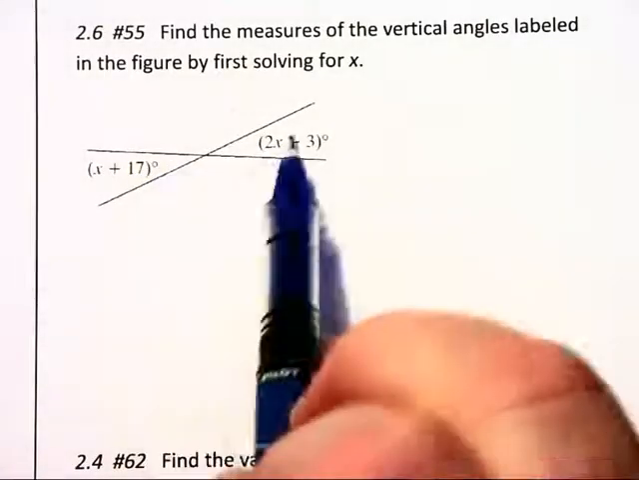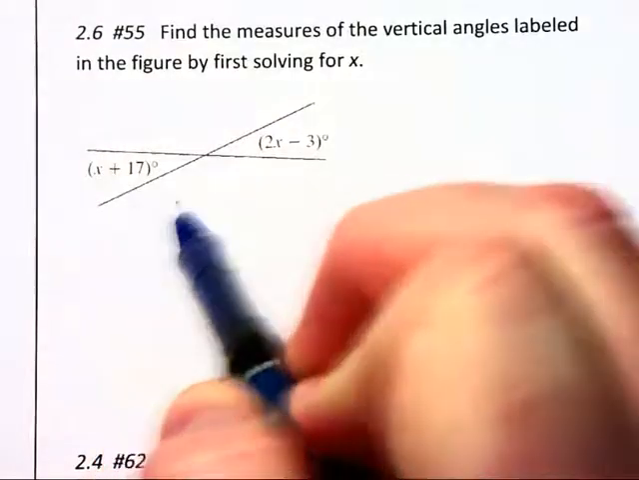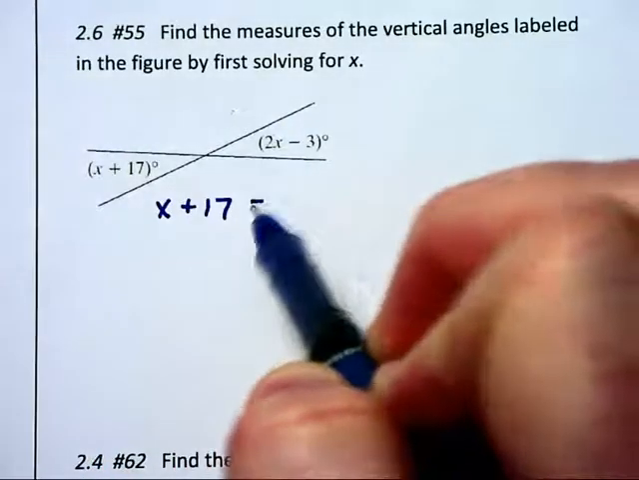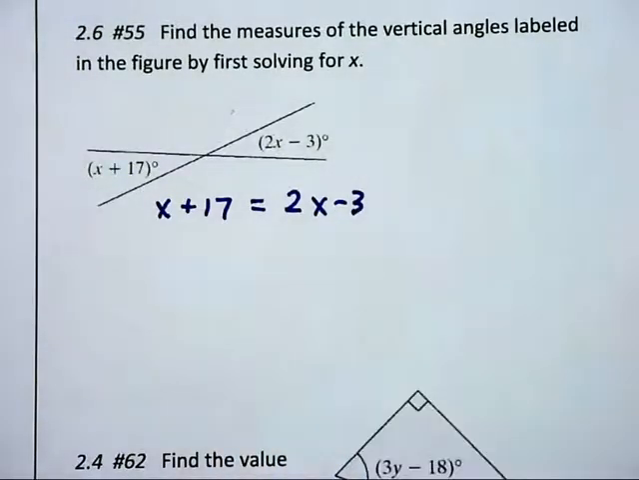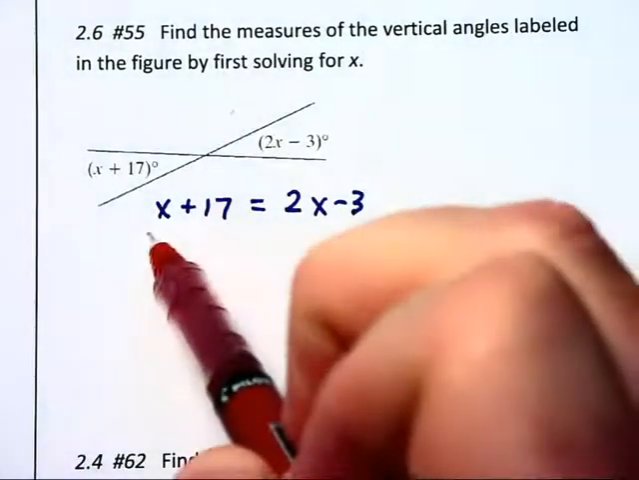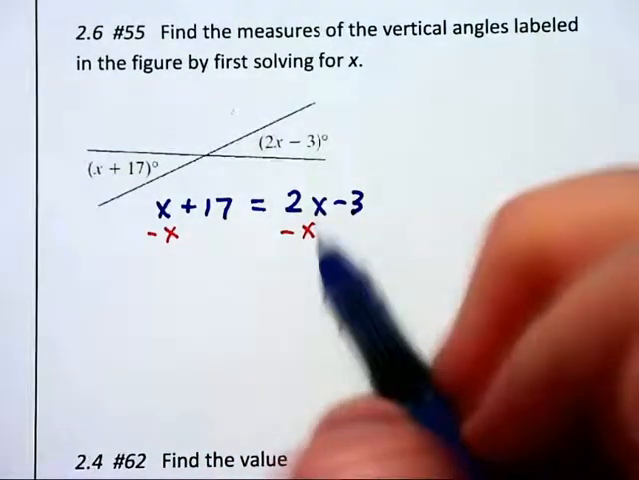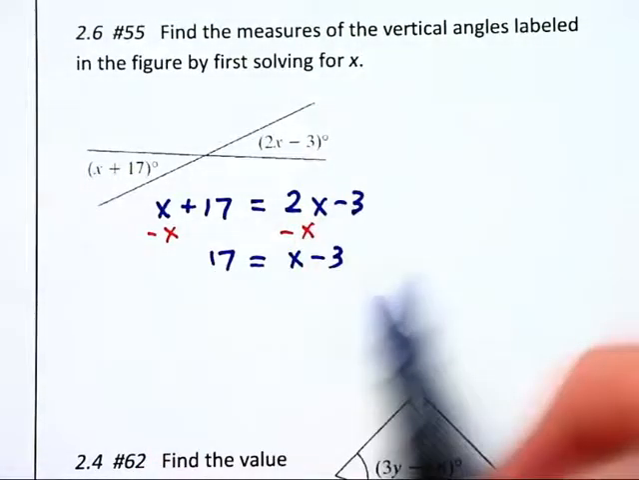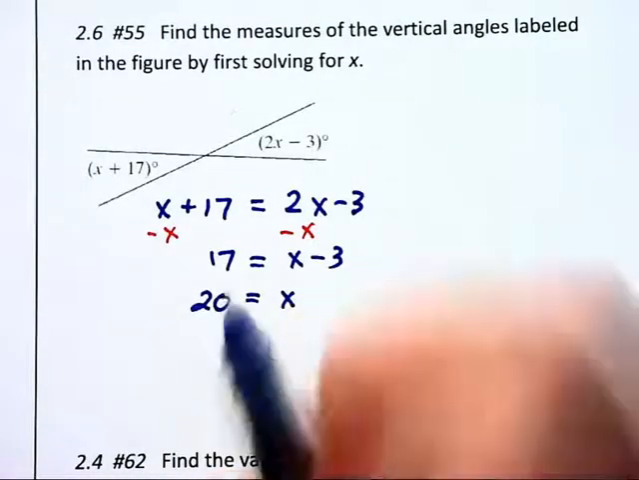Vertical angles are equal in measure, and so we can set these two equal to each other. This gives us x plus 17 is equal to 2x minus 3. And let's subtract x on each side. That will give us x on the right minus 3 is equal to 17. And adding 3 to each side, we find that x is equal to 20.